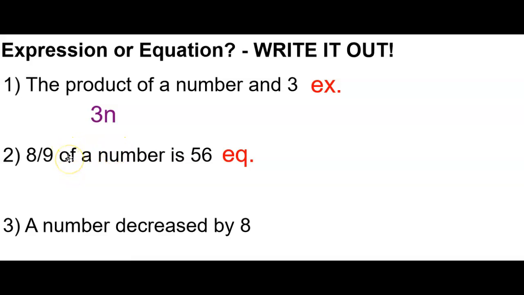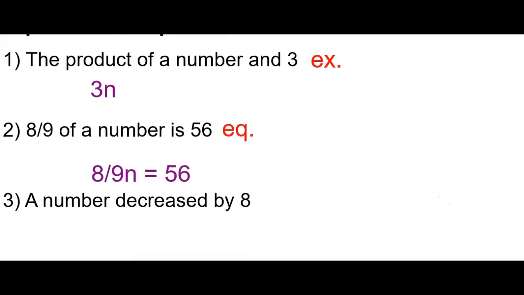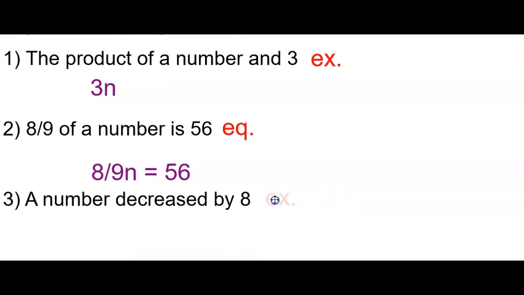The word "of" in math also can mean to multiply. So 8/9 times n equals 56. And the next one, a number decreased by 8. Decrease means we're going to subtract, and it doesn't tell me it equals anything, so it's an expression. So a number decreased by 8 would be n minus 8.